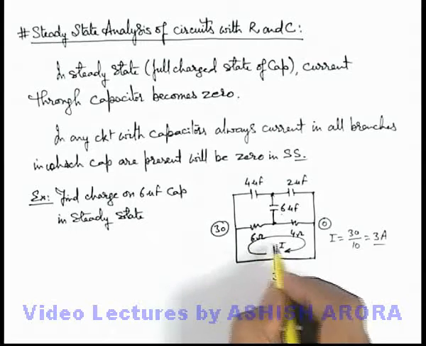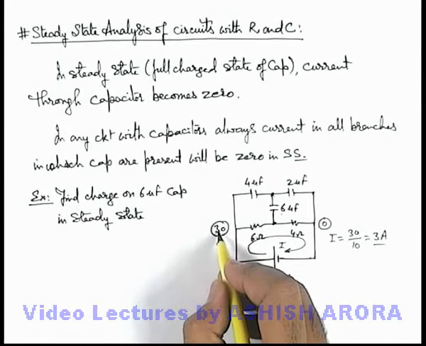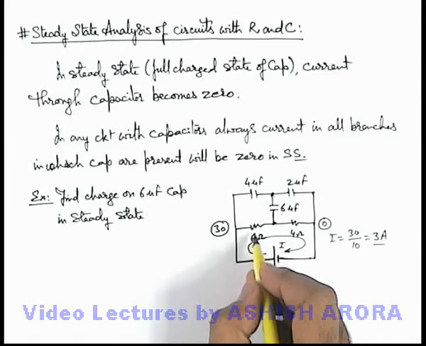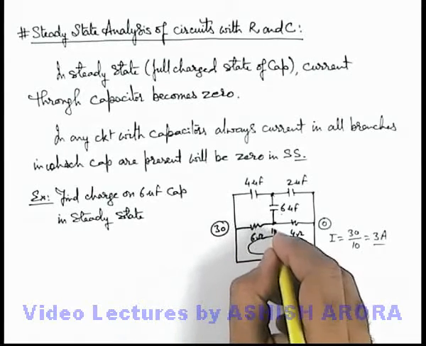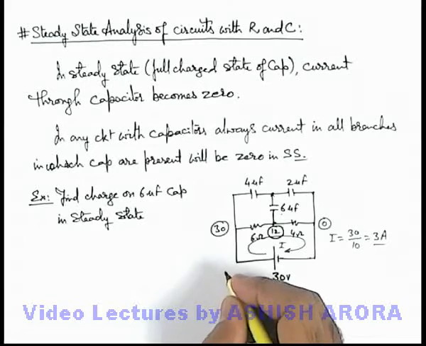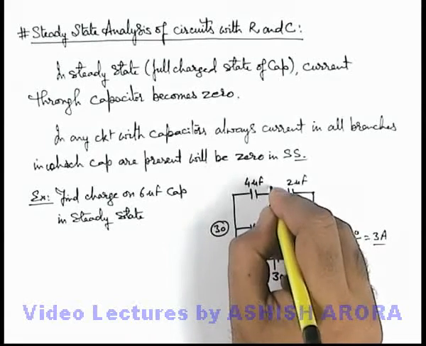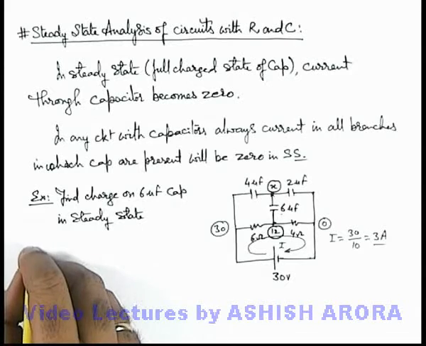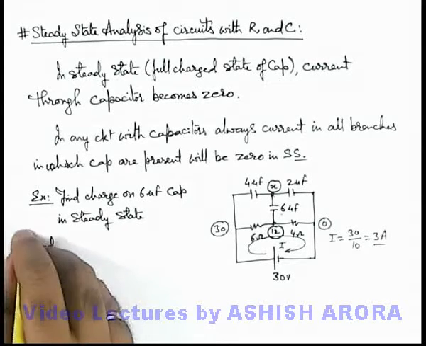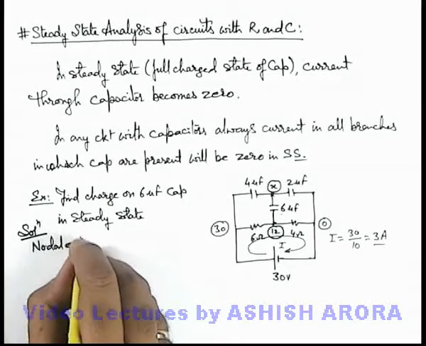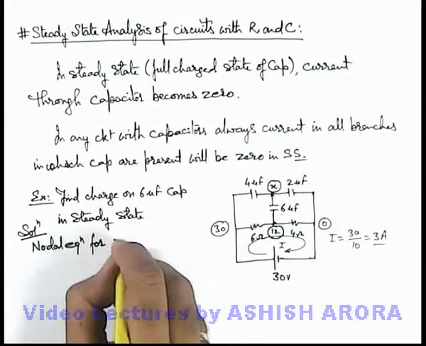It will be 6I less than 30 volt, and here I is 3 ampere. 6I will be 18. So it will be 18 less than 30. So the potential at this point will be 12 volt. Now we consider the potential at this node to be X. We can write down the nodal equation. In the solution, we start with the nodal equation for the junction with potential X.